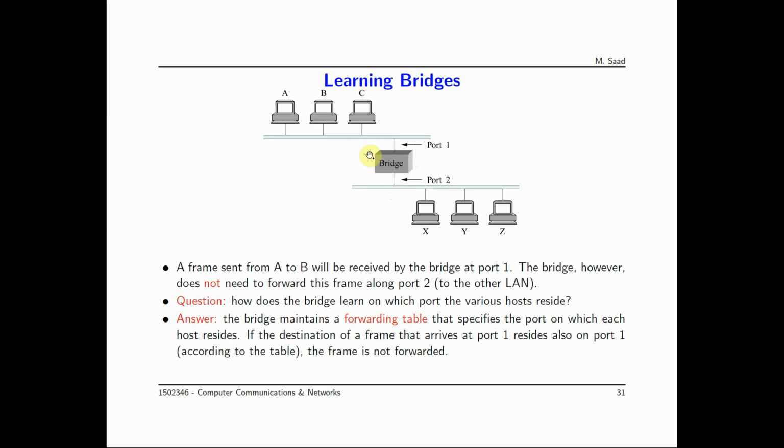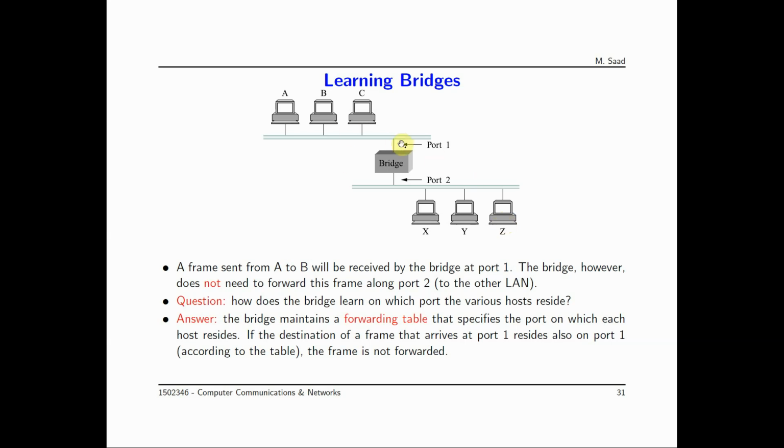So when the bridge forwards this frame, the frame will travel along the second LAN, along the bottom LAN as well, which means that frame will be received by X, Y, and Z. So X, Y, and Z will all see this frame. X will receive it because it owns the destination address, and Y and Z will ignore it. So this is how the bridge operates.